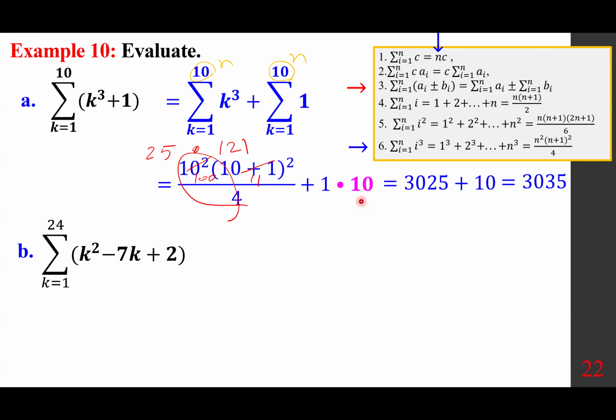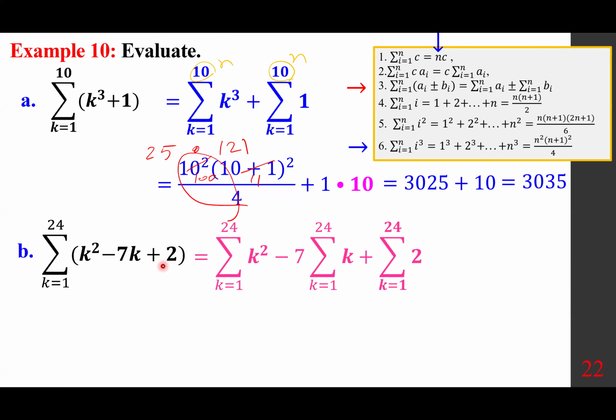Here's the last question. We cut this into 3 pieces, again using, in essence, this property. So we have this one minus 7 times this one plus this one. So we cut it into 3 pieces. And of course, n is 24, everybody. n is 24 in all of these 3 cases.